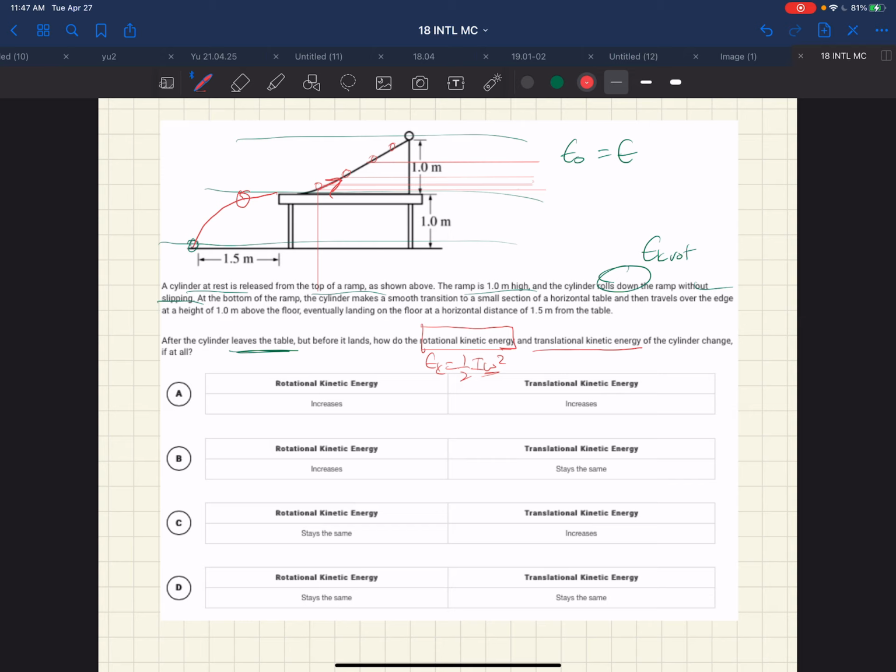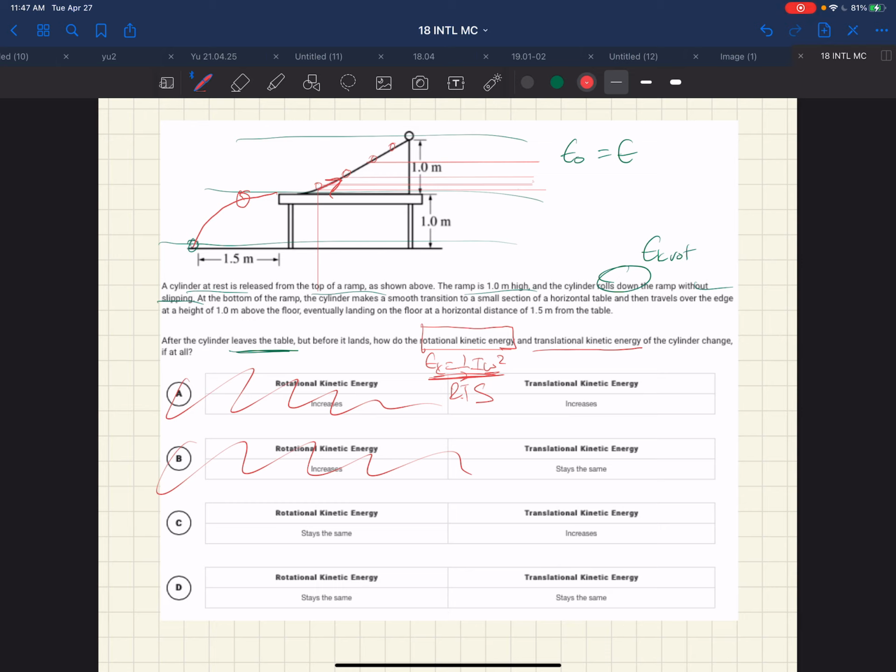But once it leaves, there is no torque acting on it. So we would expect it to be a constant omega. So we would expect the rotational kinetic energy to remain the same. So increases would be out, and now we've got remains the same. What about the translational kinetic energy?